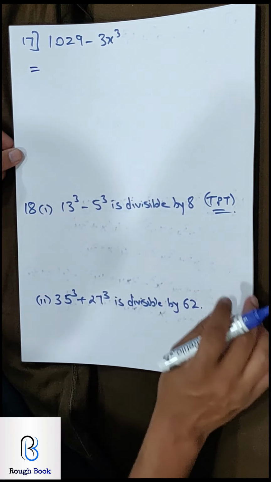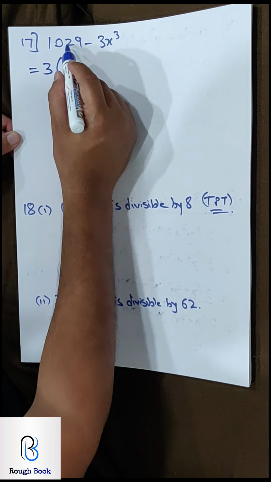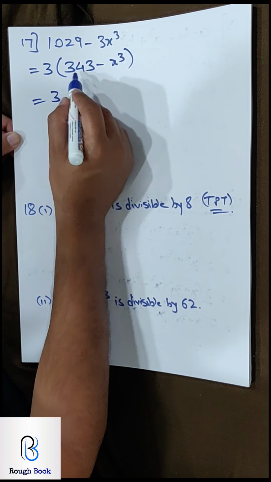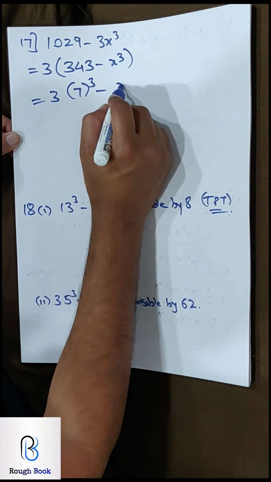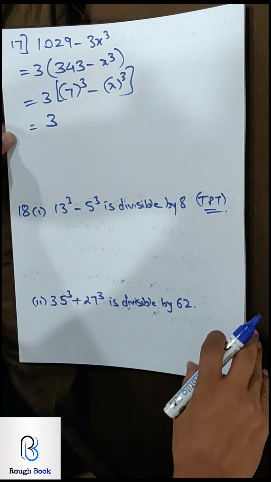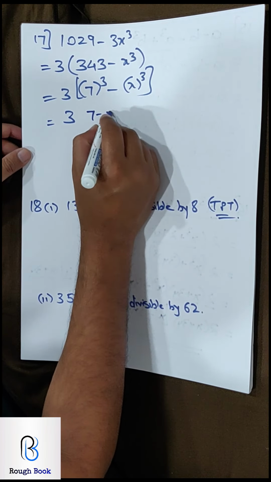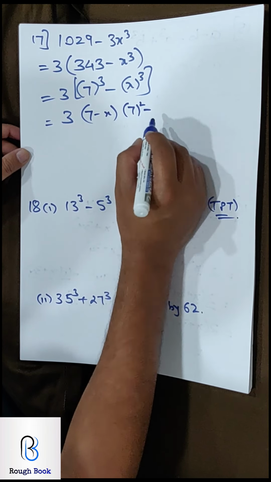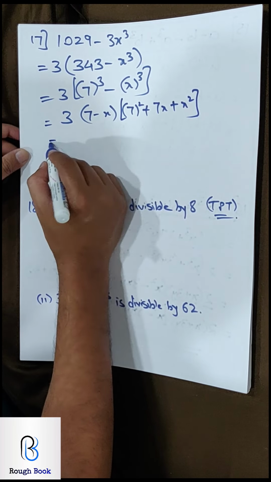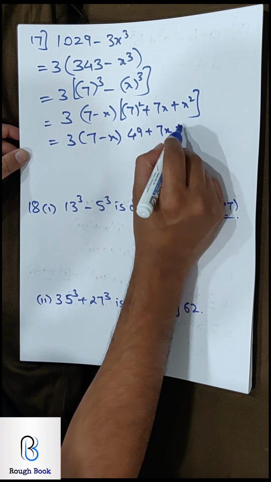17, 1029 and 3, I can pull 3 common for sure. So what's left? 3 3s are 9, 3 4s are 12, and 3 3s are 9. X cube. Now we very well know 343 is 7 cube, minus x the whole cube. Someone try it. A cube minus b cube. Apply the formula, get the answer. So it's going to be a minus b, a square plus ab plus b square. Bigger brackets. So 3 times 7 minus x, 49 plus 7x plus x square.